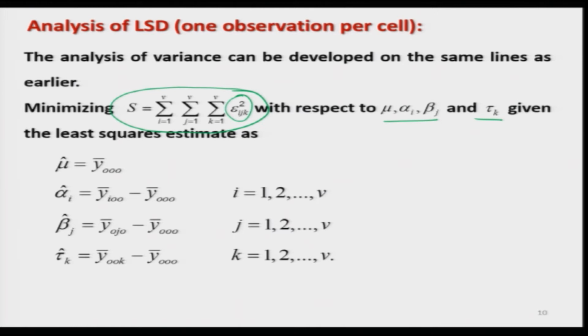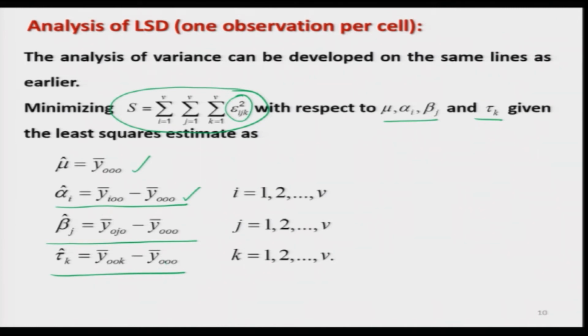Set those normal equations to 0 and solve them, and you will get the estimate of mu as y bar triple naught, the estimate of alpha i as y bar i double naught minus y bar triple naught, the estimate of beta j as beta j hat, which is y bar naught j naught minus y bar triple naught, and the estimate of tau k as tau k hat, y bar double naught k minus y bar triple naught.